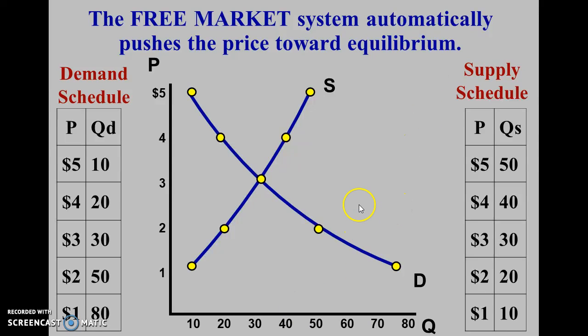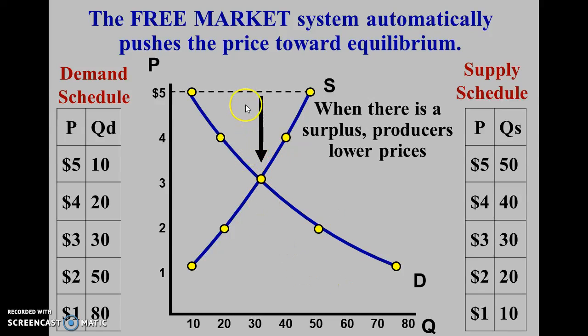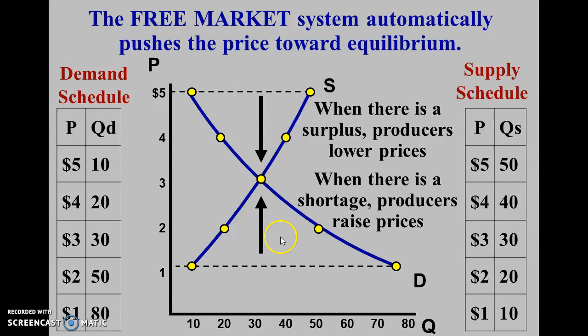In a free market system where there are no government controls, things are always going to adjust. We're always going to try to get back to equilibrium. If there's a surplus, producers are going to lower the price, and if there's a shortage, producers are going to raise the price.